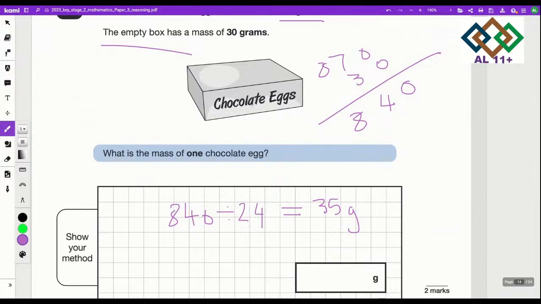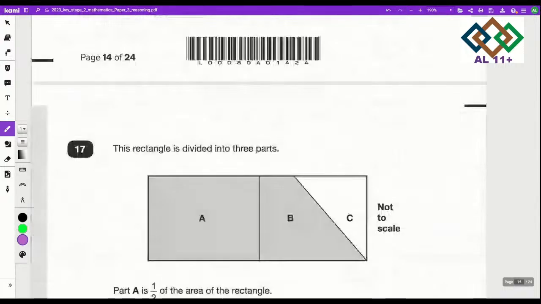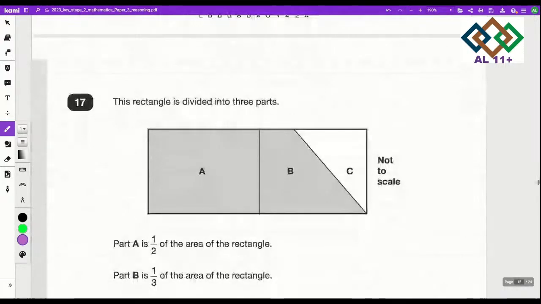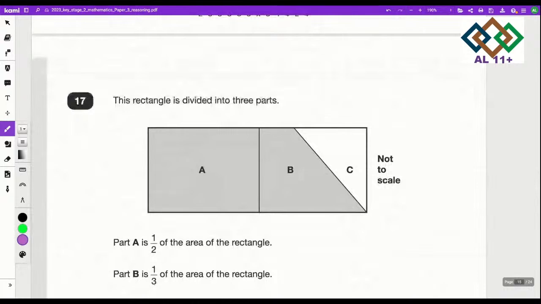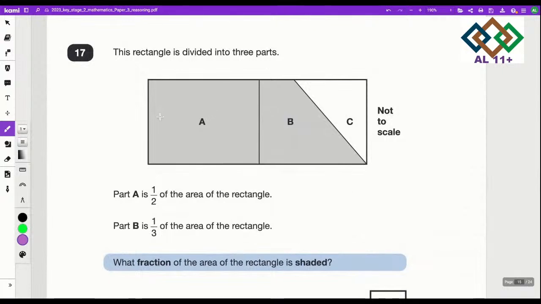So the answer is 350 grams. Now we are on number 17. This rectangle is divided into three parts. Part A is half. Part B is 1/3. Now they are asking you what fraction of the area of the rectangle is shaded.